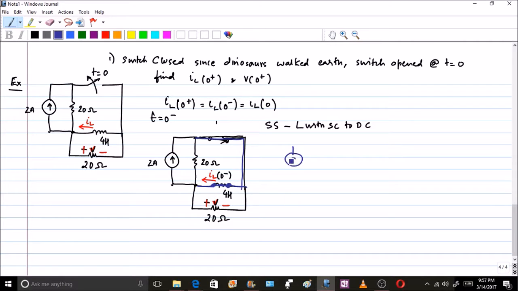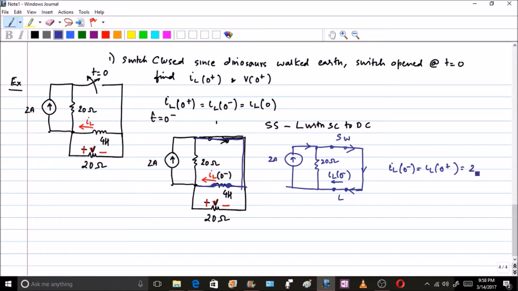Therefore if I redraw the circuit, it is 2 amperes like this, and you have your 20 ohms here. This is your inductor which has acted as a short circuit, and here is your switch which acts as a short circuit, and the current IL of 0 minus is like this. Clearly the 20 ohm also loses its relevance because the 2 amperes is in parallel with the short circuit. Whatever current is flowing here will not go through the 20 ohm, it will go like this. Therefore IL of 0 minus, which is equal to IL of 0 plus, is equal to 2 amperes. So that was the easy part of this question.